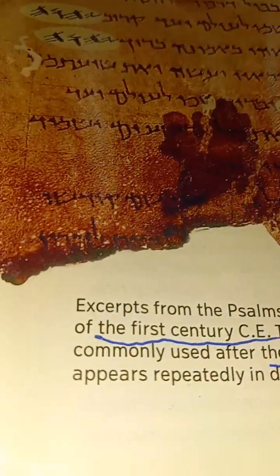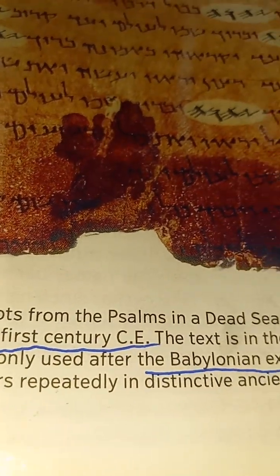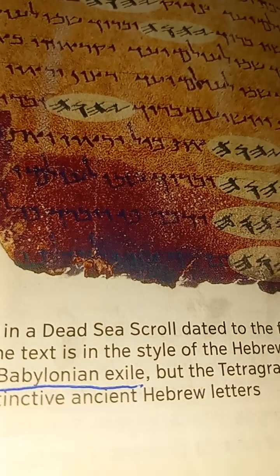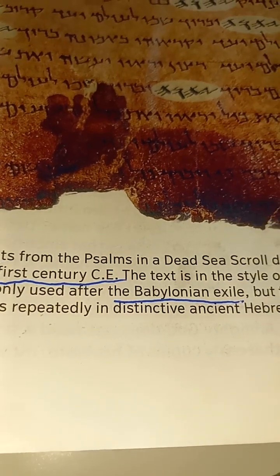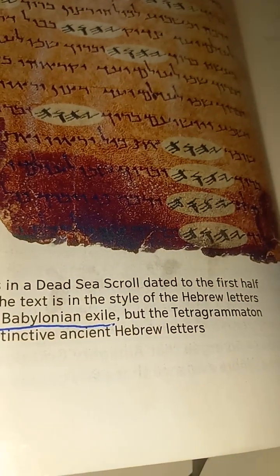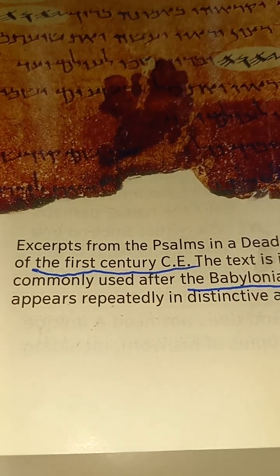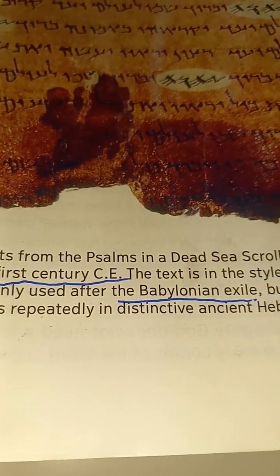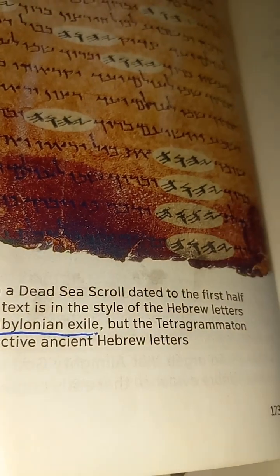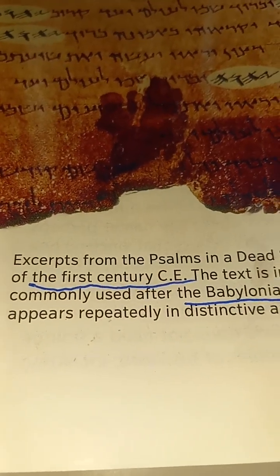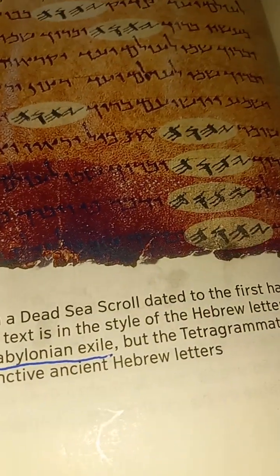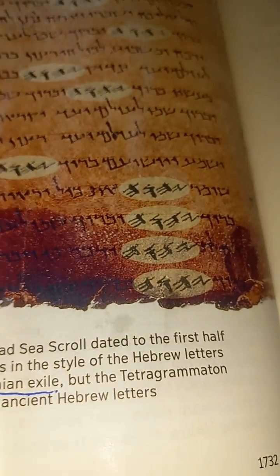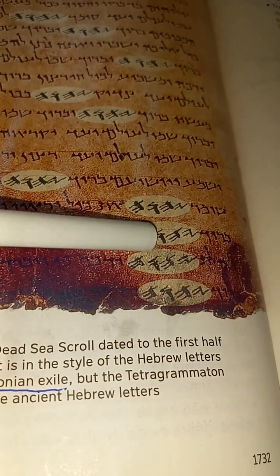So it says right here, excerpts from the Psalms in a Dead Sea Scroll dated to the first half of the 1st century CE. The text is in the style of the Hebrew letters commonly used after the Babylonian exile, but the Tetragrammaton appears repeatedly in distinctive ancient Hebrew letters. Wow, so I know these letters are these ones.